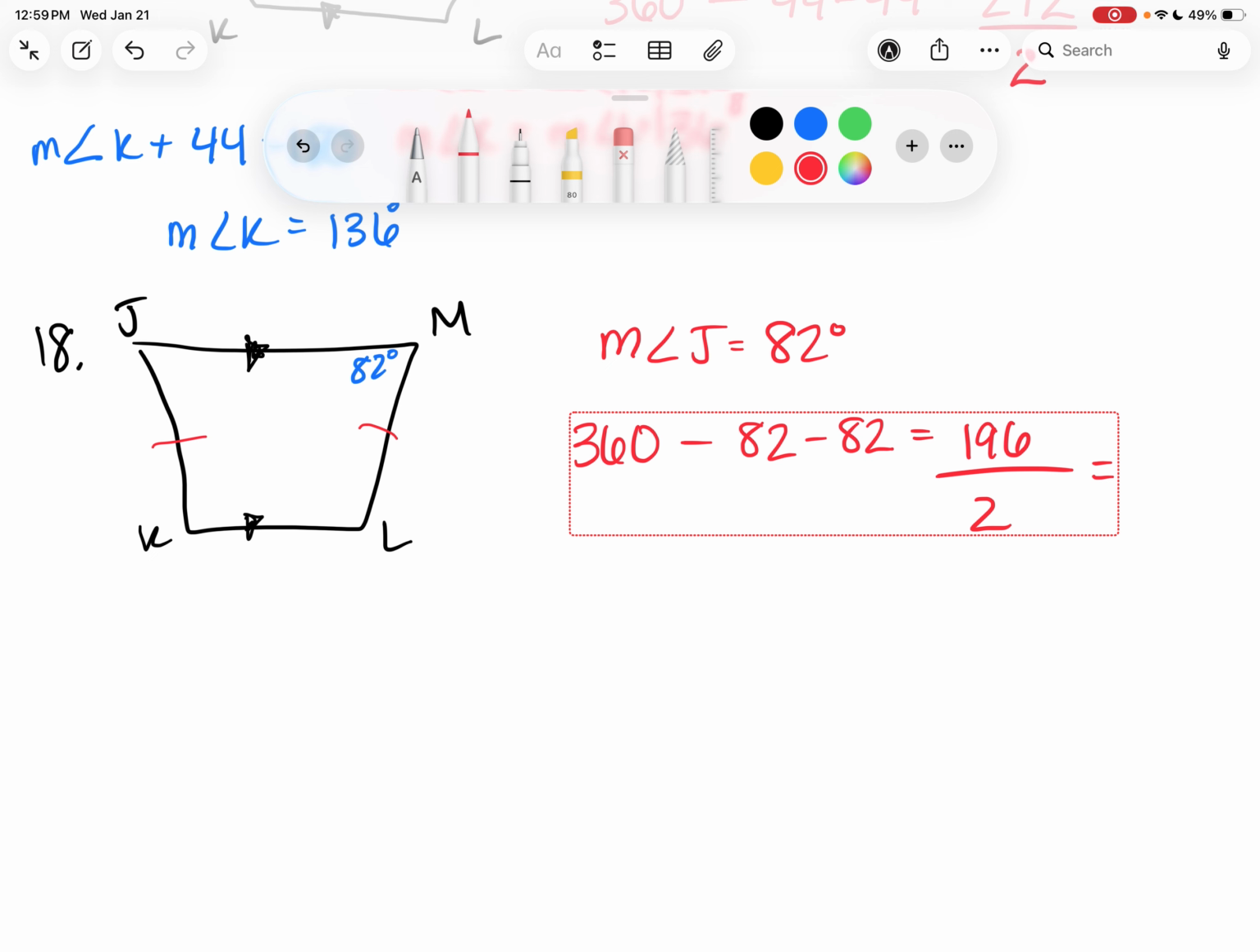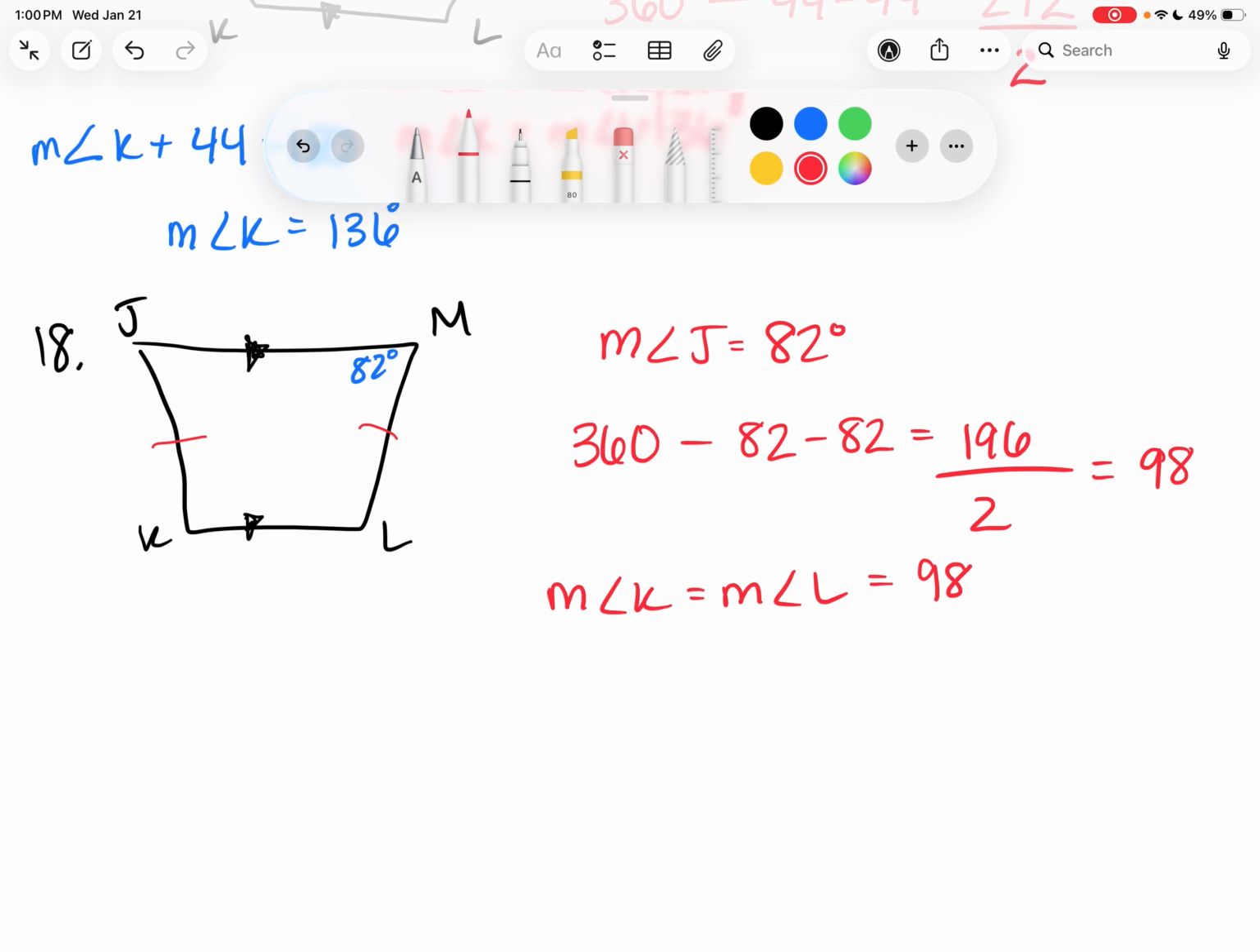196 divided by 2 would be then 98. So that means that the measure of angle K is equal to the measure of angle L, which is equal to 98 degrees. And it's fine to write it this way. If you want to write the measure of angle K equals 98, measure of angle L equals 98, you can also do that. That's totally fine. Questions about solving for angles?